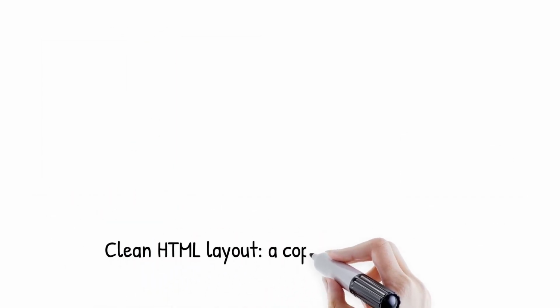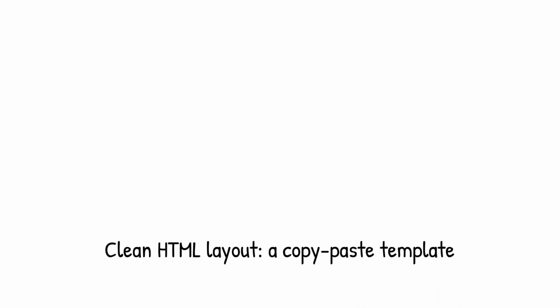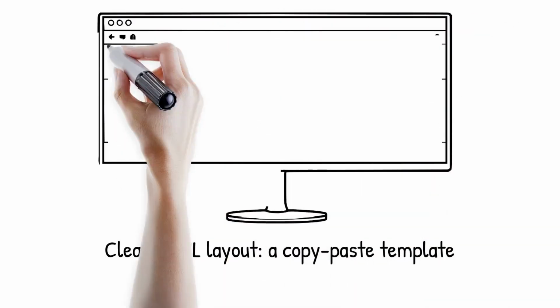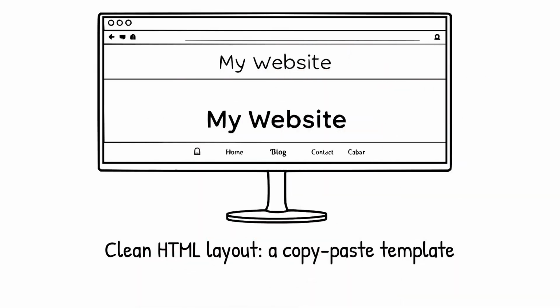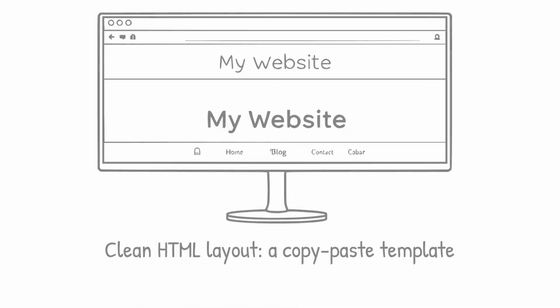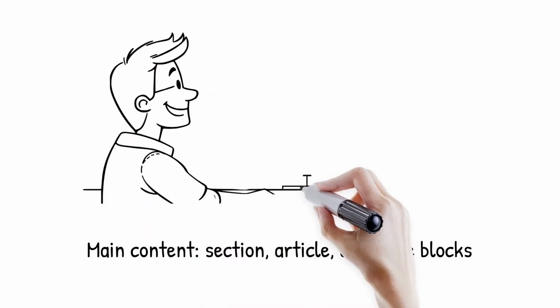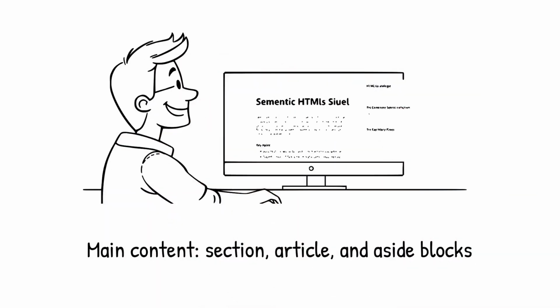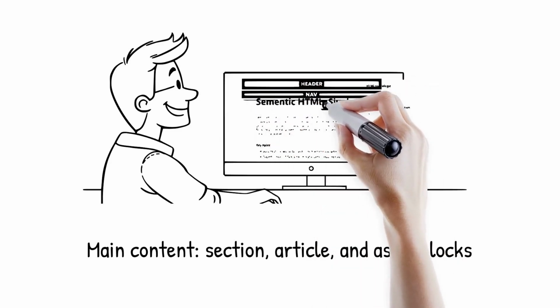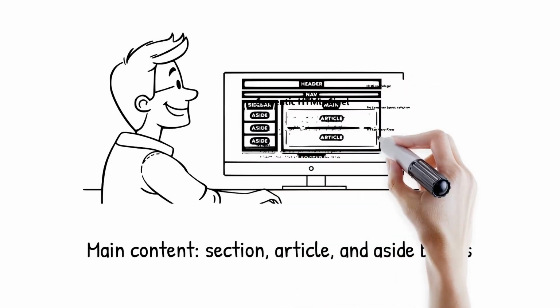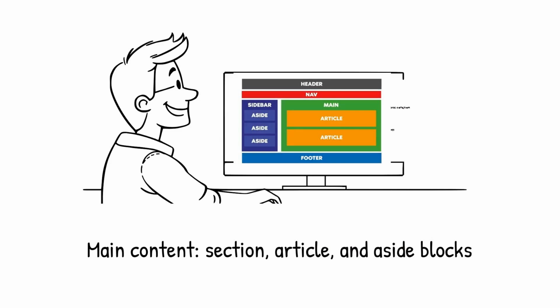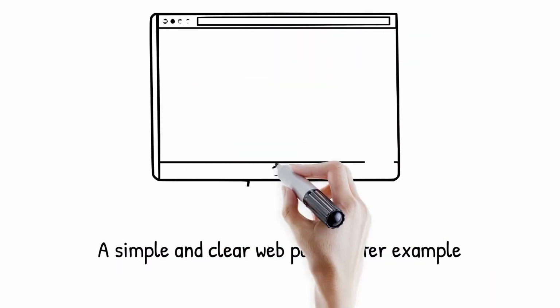Here's a clean page template you can copy and reuse. Header, my website, home, blog, contact. Section, featured article, semantic HTML made simple. Semantic HTML helps structure your page using meaningful tags. Aside, quick tips. Use one main per page. Use headings in order. Use article for standalone content. Footer, 2026, my website.